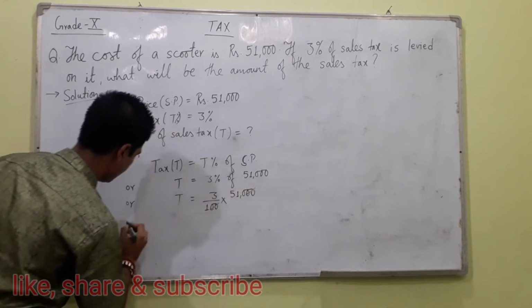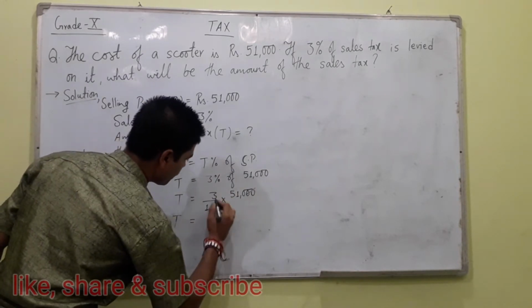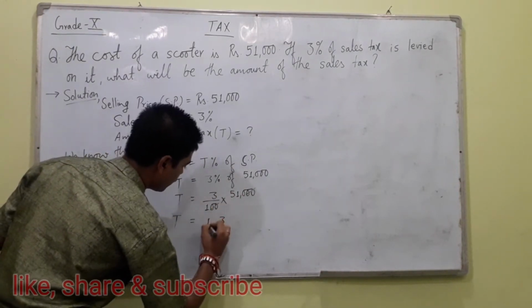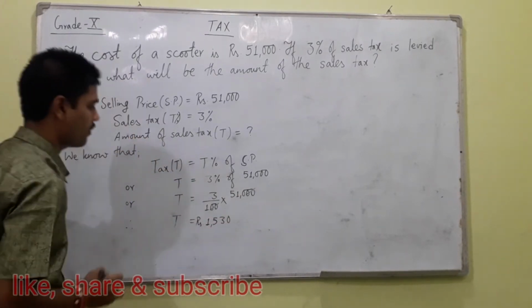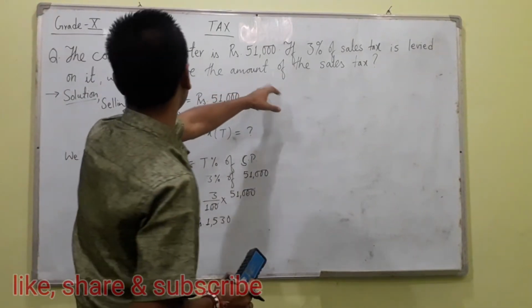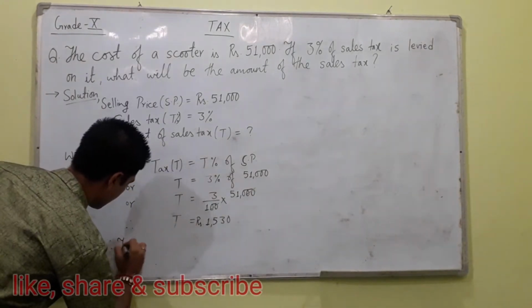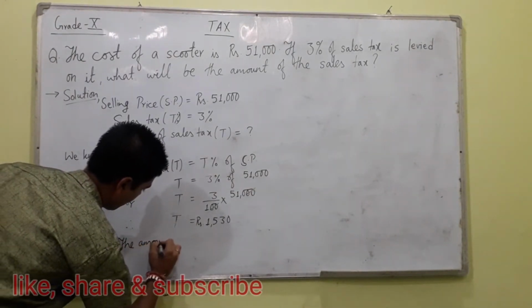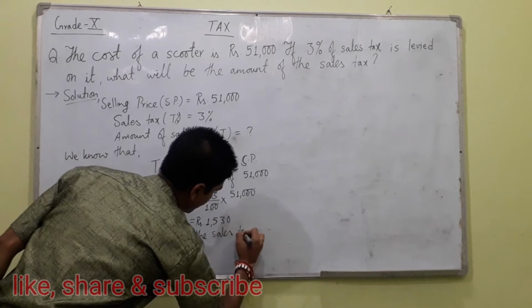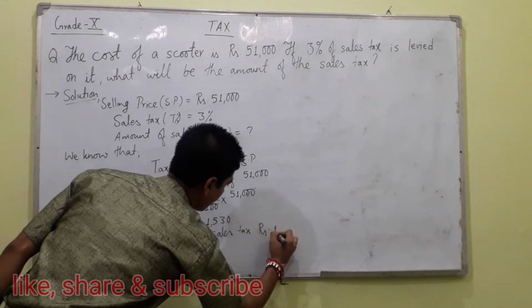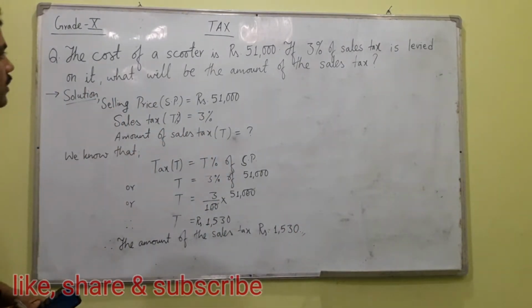20 will be cancelled here. Therefore, T for tax or sales tax is 3 1 is 3, 3 5 are 15, and 0. So rupees 1,530 is the tax amount. So what will be the amount of the sales tax is asked? So therefore the amount of the sales tax is rupees 1,530. This is the complete answer of this question.